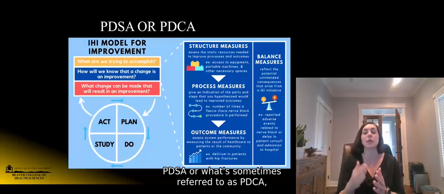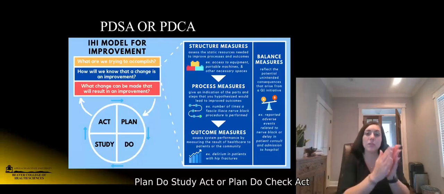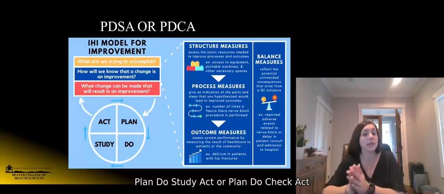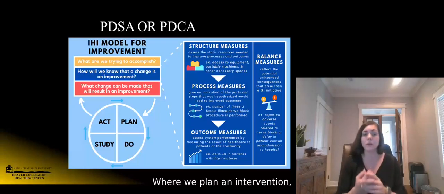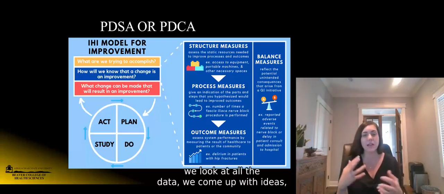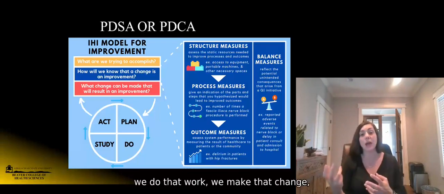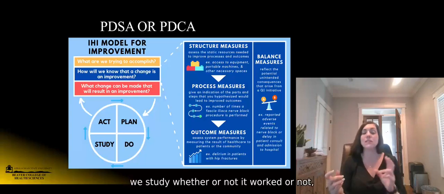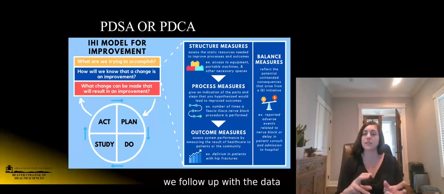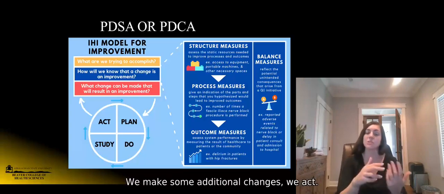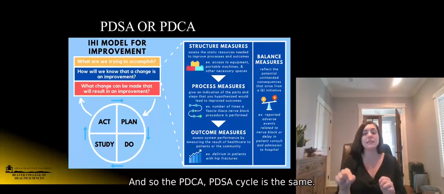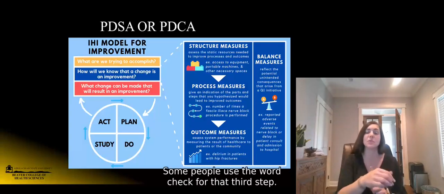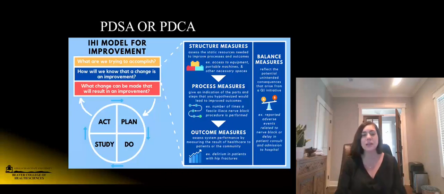PDSA, or what's sometimes referred to as PDCA, Plan, Do, Study, Act, or Plan, Do, Check, Act, is a model for improvement, where we plan an intervention, we look at all the data, we come up with ideas, we do that work, we make that change, we study whether or not it worked or not, we follow up with the data, and then we tweak it again. We make some additional changes, we act. And so the PDCA, PDSA cycle is the same. It's just sometimes we use the word study, some people use the word check for that third step. Either way, that involves looking at the data and seeing if what we did worked.